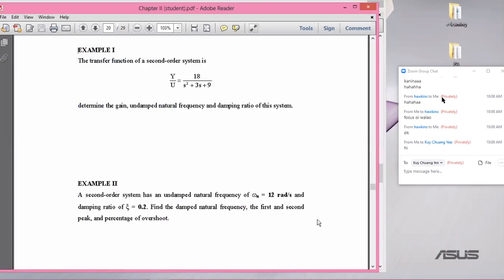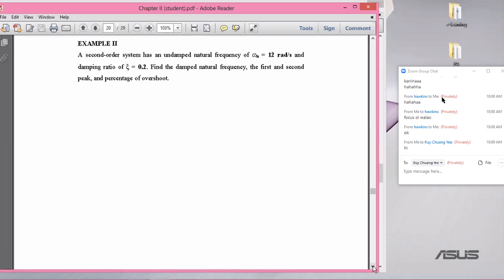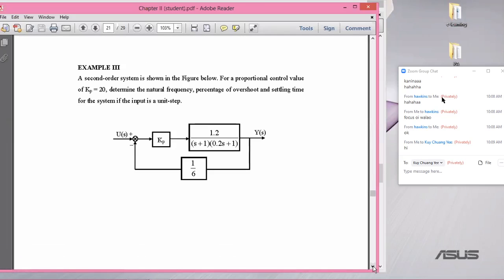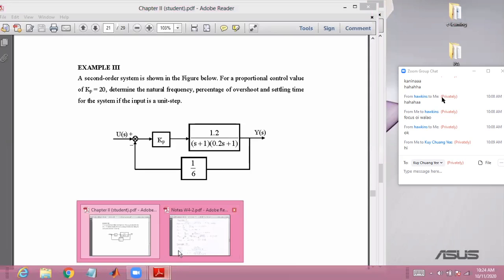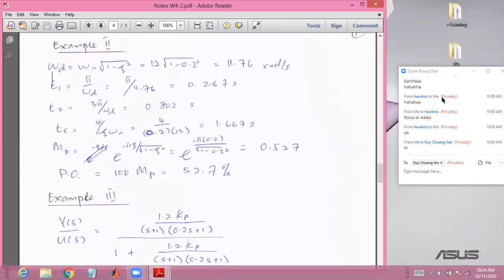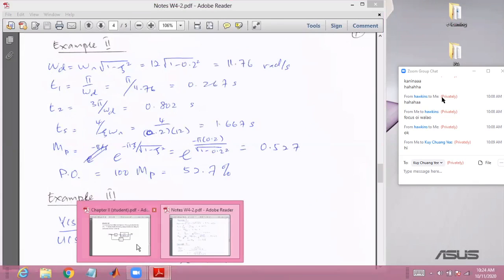Okay. What else do we have? Example 3. Okay, before I go to example 3, do you have any question? All right, so let's take a look at example 3.